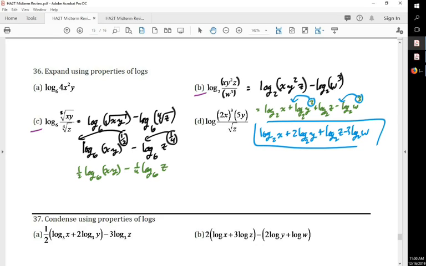Now here's the tricky part. When I expand this, guess what each log gets? A 1/2. So the 1/2 gets written twice. So you have 1/2 log base 6 of x plus, because it says multiply, 1/2 log base 6 of y minus 1/4 log base 6 of z. And that is your final answer.